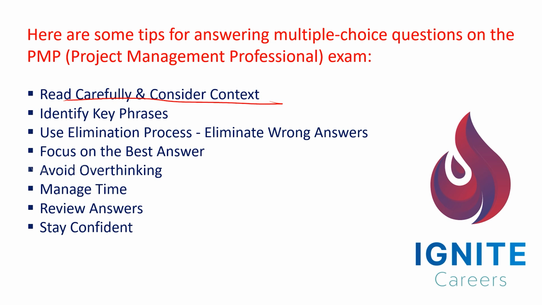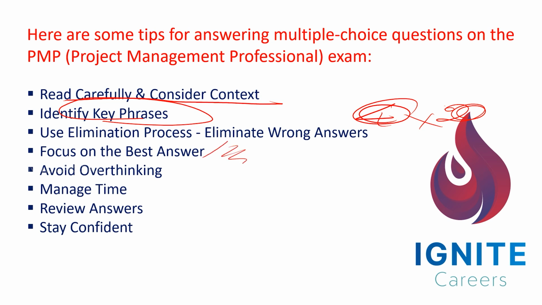And always look for a key phrase. This is very, very important. Every question will have a key phrase that will help you to cut down the wrong answers and then try to pick the right one. Eliminate the wrong ones. It's the easiest way to pick the right one. Of 4 choices given, you can cut down the 2 wrong ones and then focus on the next 2 and try to pick the best answer out of it. Avoid overthinking, manage your time properly, review your answers before you submit your exam and stay confident.